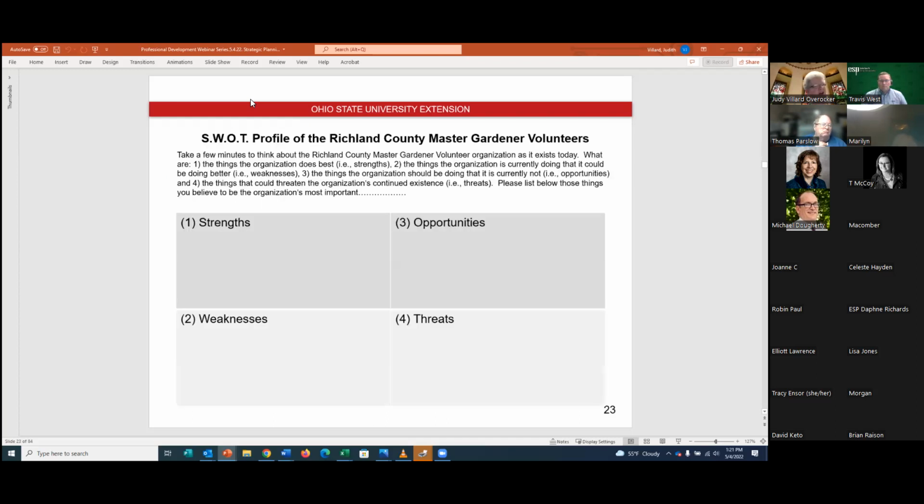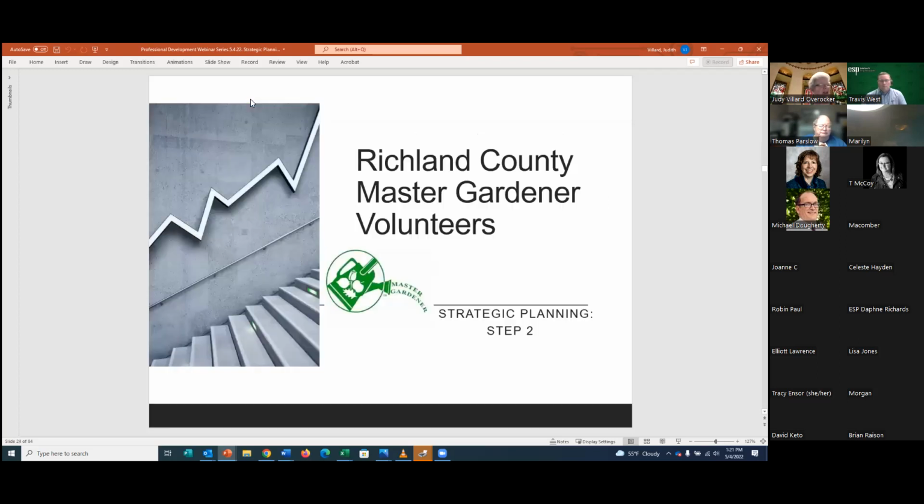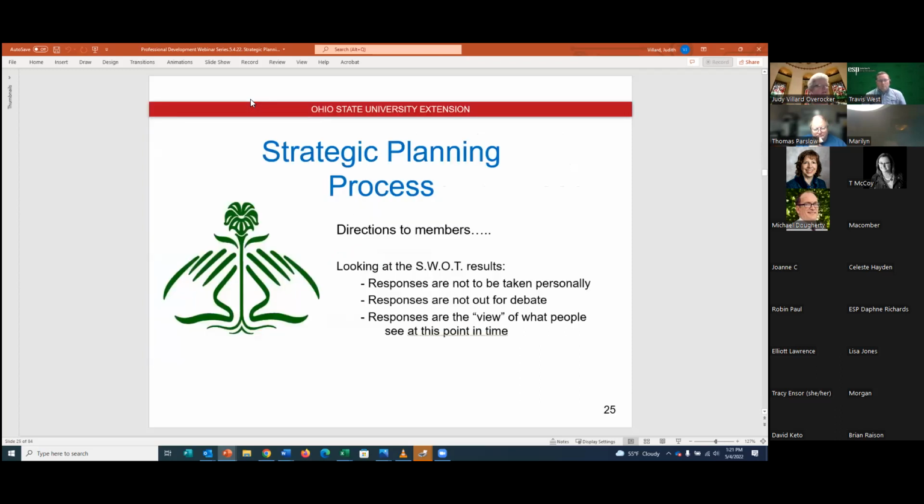This prints out in a nice little sheet like this, and so they can write in whatever they think in the strengths, opportunities, weaknesses, and threats. Like I said, some people wrote a little bit, some people wrote a lot, wrote books for me. And so we're going to lead into that strategic planning process now.